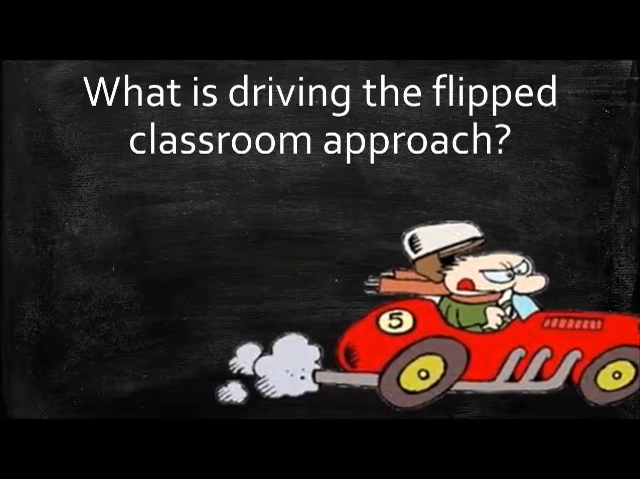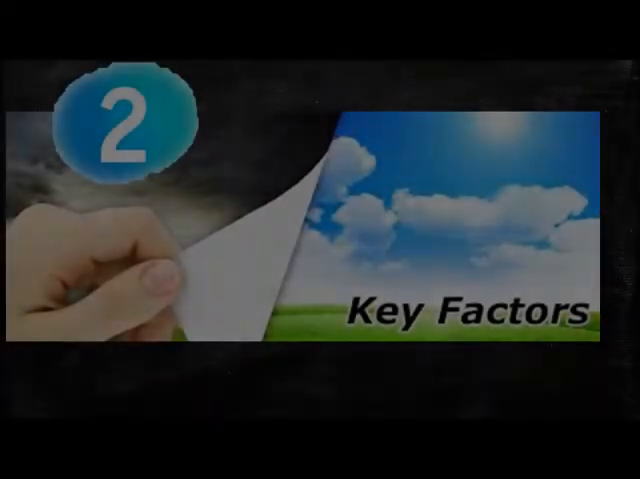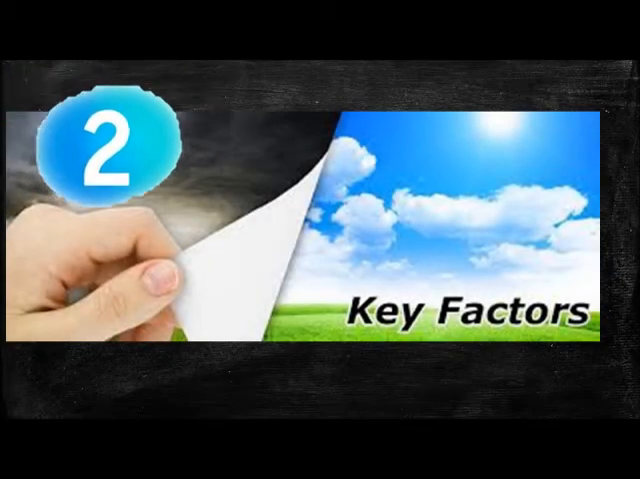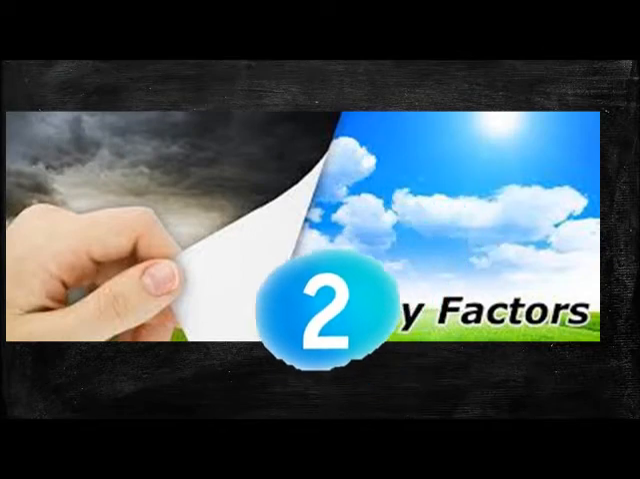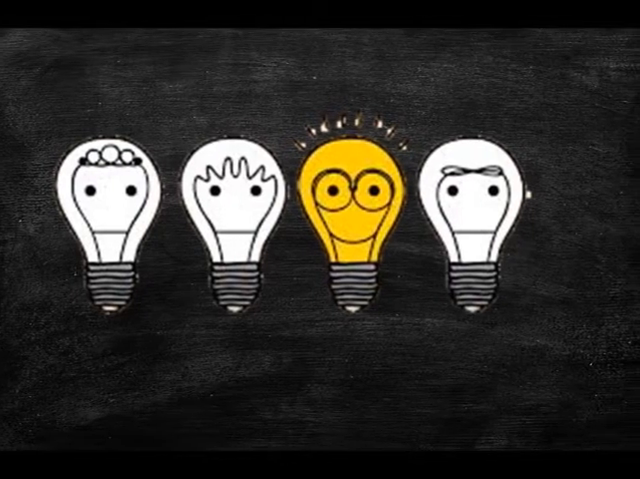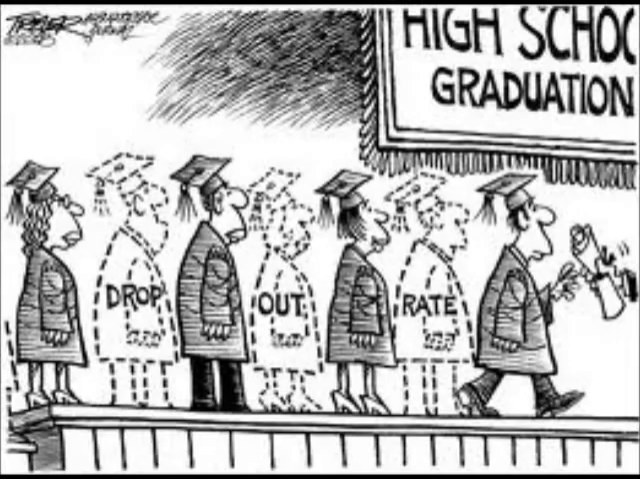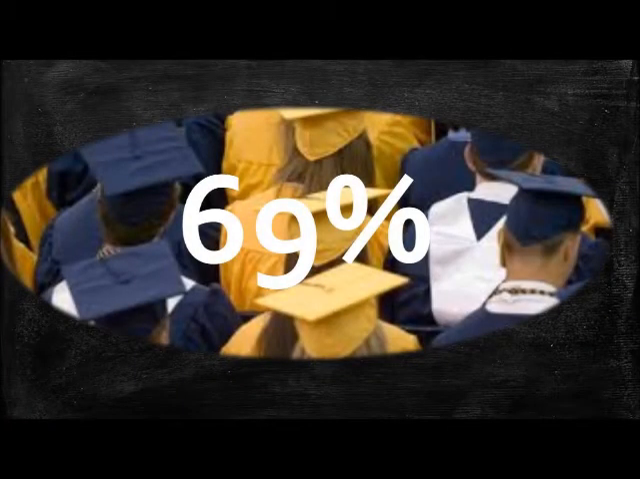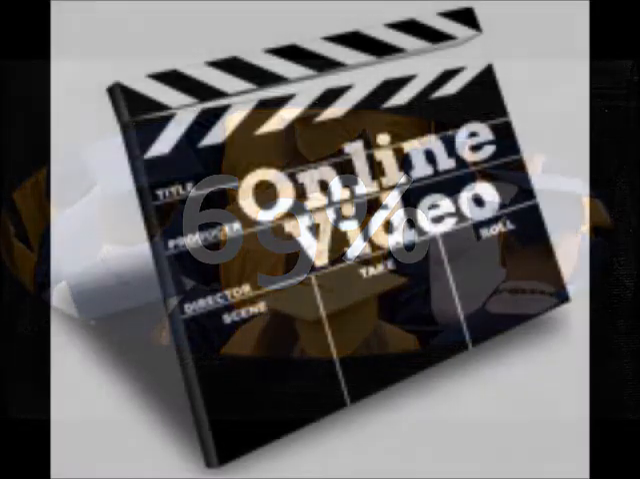So, what's the drive? Two key factors are driving increased adoption of the flipped classroom model. Number one, poor learning outcomes. The traditional one size fits all model of education often results in limited concept engagement and severe consequences, one of which is high school dropout. Only 69% of students who start high school finish 4 years later. And number two, the prevalence of online video. The availability of online video is increasing student access to technology and has paved the way for flipped classroom models.